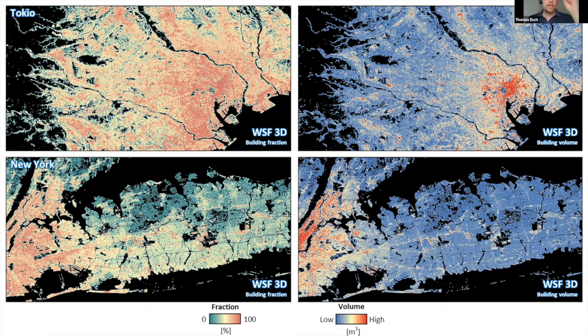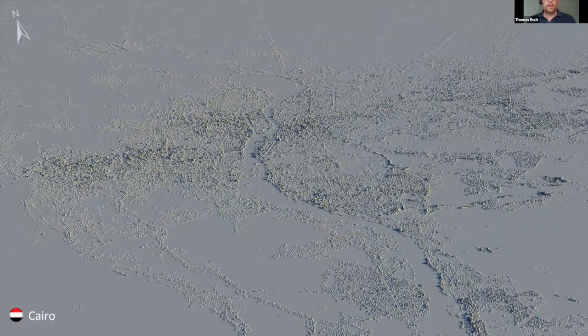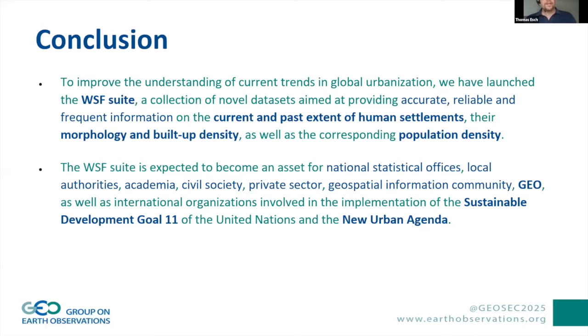In the lower part, you see again an example for New York, for the fraction and the volume. And again, here one really can appreciate the additional information content that comes along with considering the third dimension. Especially for describing densities, etc., this is a very valuable product. In the next view, you see another example, now from Cairo. So we have this data set available already globally. And here at first glance, you can already see and explore this third dimension and the distribution of the vertical structuring within the cities. So with that said, let me come to the conclusions.